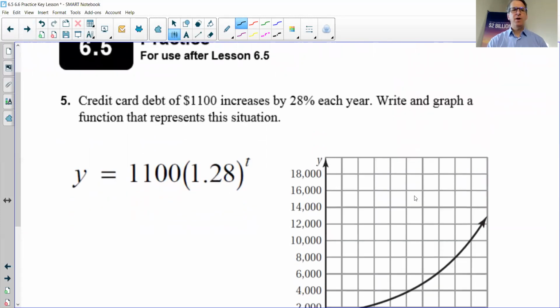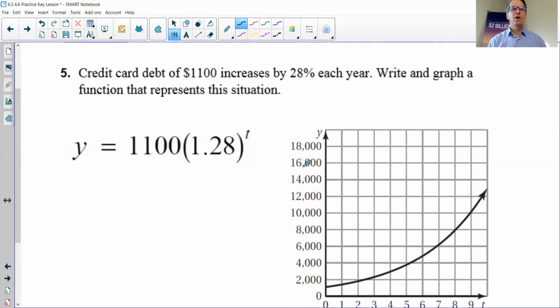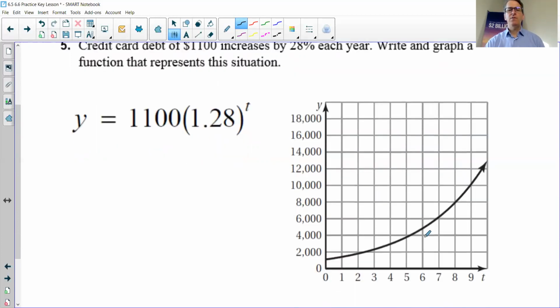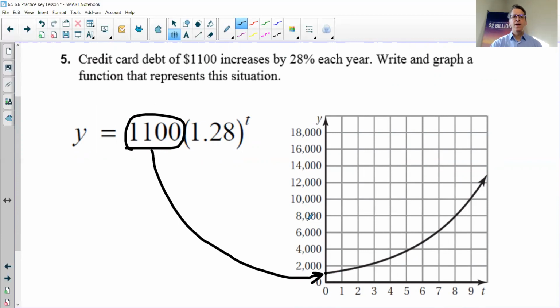Number 5 on this problem, credit card debt. Credit card debt started at $1,100, and your debt increases 28% each year. I've told a few students, I want you to understand how the graph goes, and understand what that initial amount means: where your debt is starting out, 1,100. You can see your exponential growth here, and this is 28%, so it's increasing at 1.28 raised to the time.